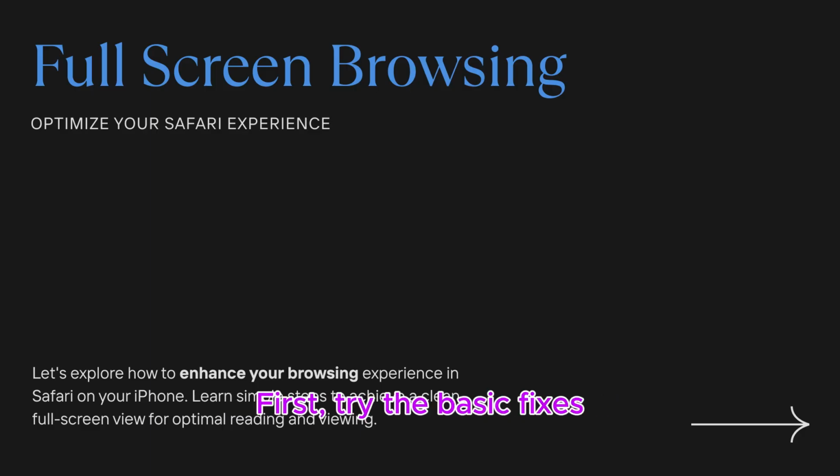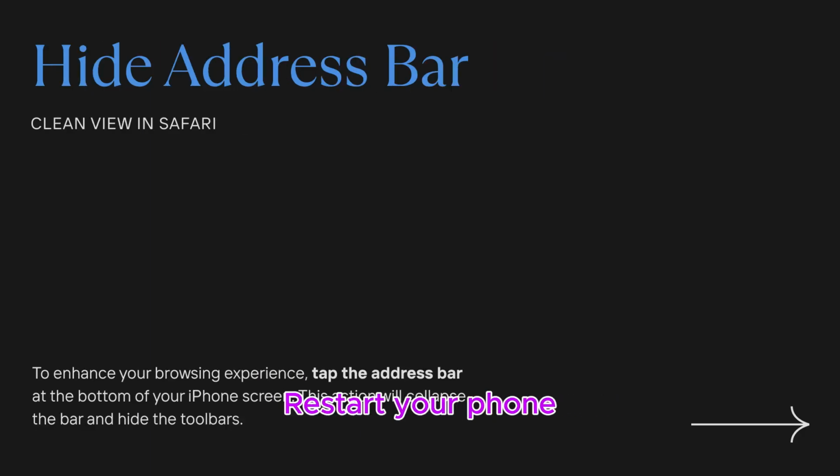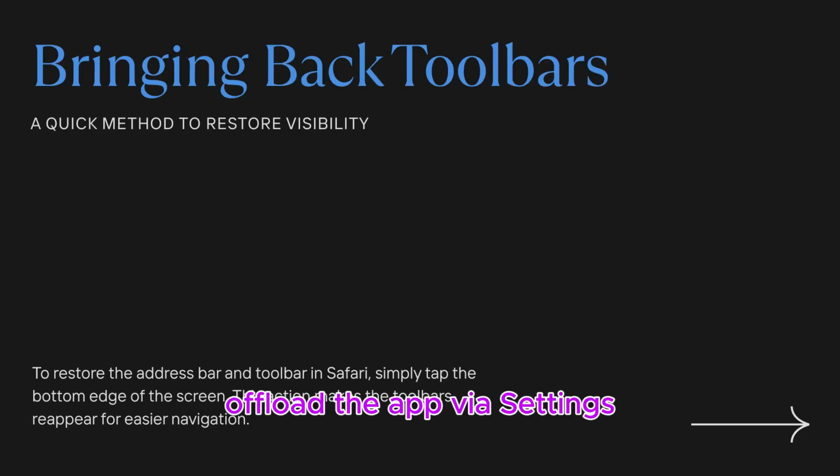First, try the basic fixes. Restart your phone. Clear Instagram's cache. On Android, go to Settings, Apps, Instagram, Storage, Clear Cache. On iPhone, offload the app via Settings, General, iPhone Storage, Instagram, offload app, then reinstall.